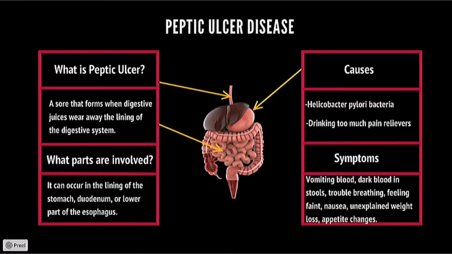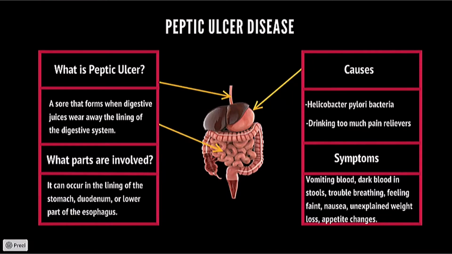What is peptic ulcer? Peptic ulcer disease, or PUD, is a break in the inner lining of the stomach, the first part of the small intestine, or sometimes the lower esophagus. Peptic ulcer disease is a condition in which painful sores or ulcers develop in the lining of the stomach or the first part of the small intestine. Normally, a thick layer of mucus protects the stomach lining from the effect of its digestive juices.